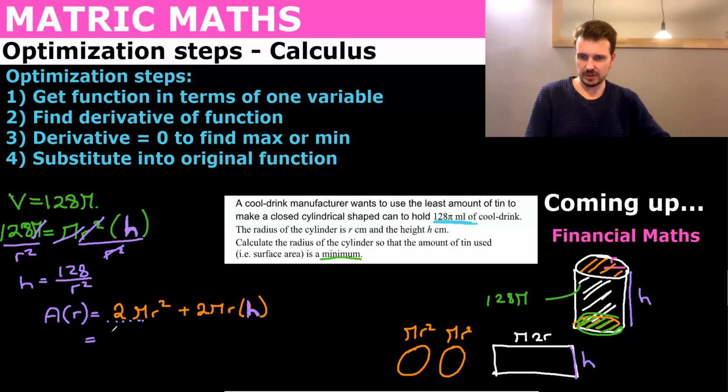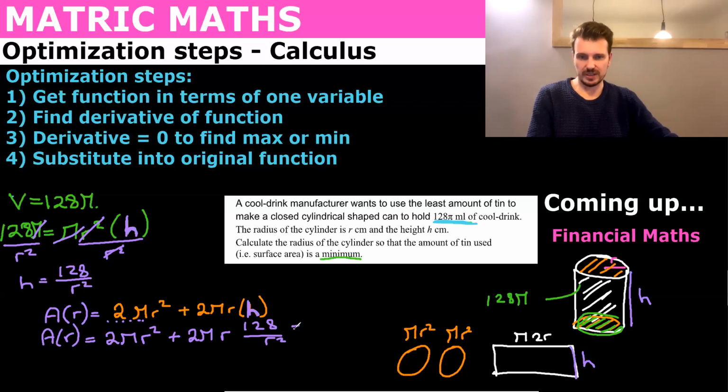So I put area equals, and I might as well just keep going with the purple, 2 pi r squared plus 2 pi r. And then h, this h is 128 over r squared. And you see now I have the function in terms of one variable. So I've done the first step.